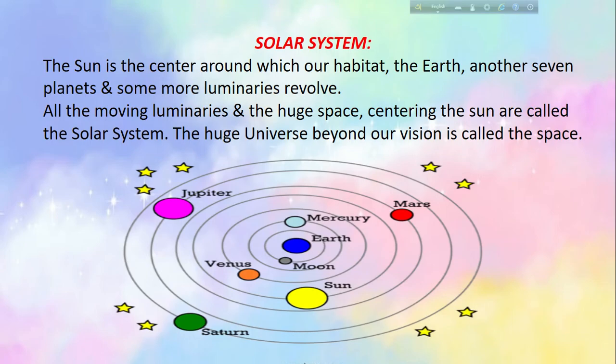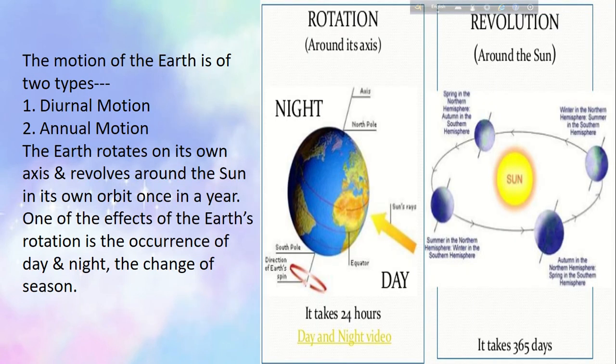Now come to the point from lesson 2, that is the solar system. This is the typical figure of the solar system, and you have to practice drawing it. Follow, the sun is the center around which the earth and other 7 planets and some more luminaries revolve. All the moving luminaries and the huge space centering the sun are called the solar system. The huge universe beyond our vision is called space. And we have the 8 planets: Mercury, Venus, Earth, Mars, Jupiter, Saturn, Uranus and Neptune.